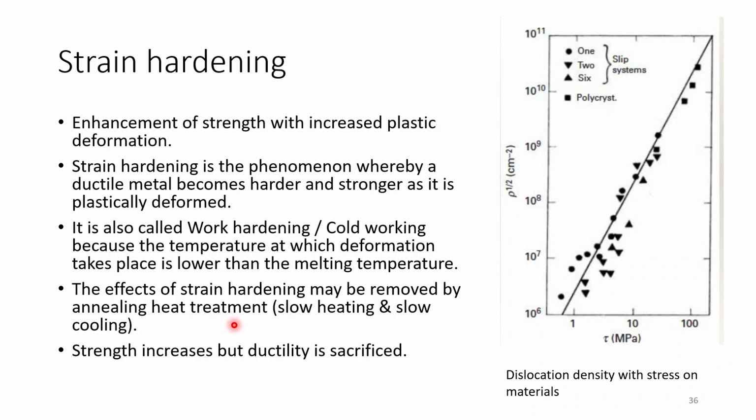So if you have deformed your material and you heat it at a temperature higher than the recrystallization temperature, then your material will regain its initial ductility. This annealing heat treatment means slow heating and slow cooling. In strain hardening, your strength increases but ductility is sacrificed. As you keep on increasing the dislocation density, the strength of the material will keep on increasing. These both have a proportional relationship.